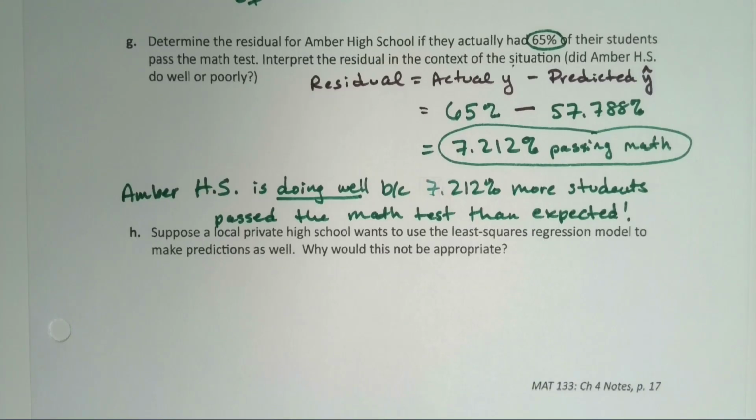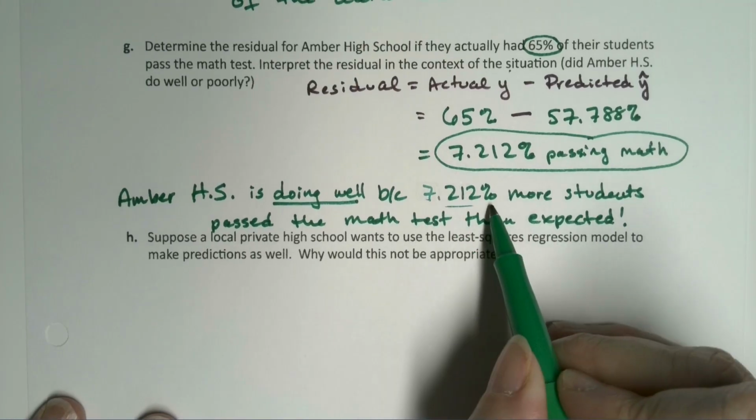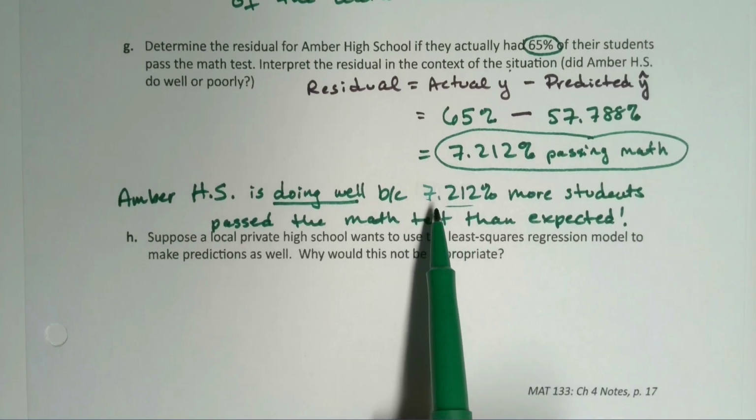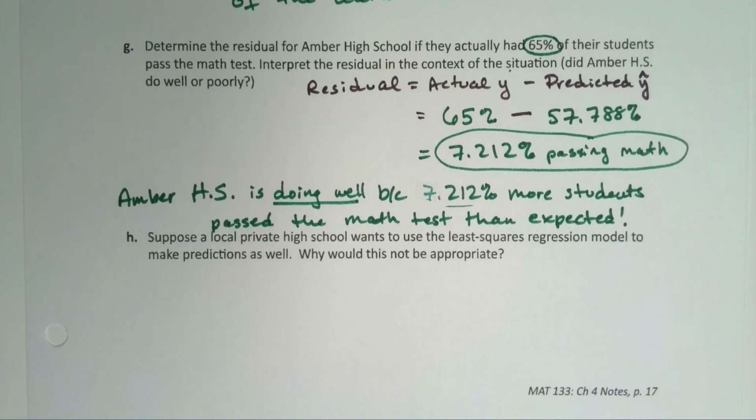So I just wrote that, right? They're doing well. In this case, it's a positive residual, right? Positive residual because it's above. And in this case, that was a good thing because that means that they have more students passing the state math exam than would be expected otherwise.